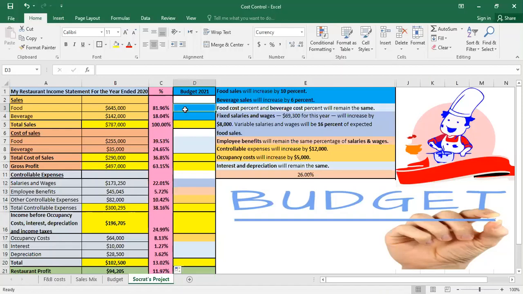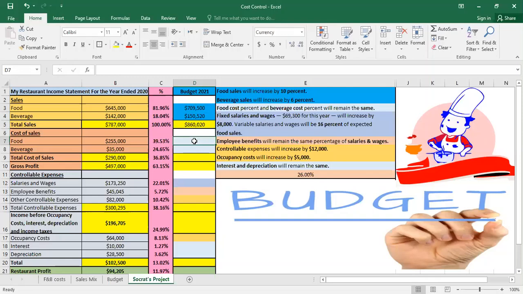Now we move to the budget. To start calculating the budget, we have the assumptions and we have the previous numbers. So based on the manager's forecast, the food sales will increase by 10%. It means we're having the previous year times 1.1, which means an increase of 10%. Then the beverage sales will increase by 6%. So it's the beverage sales that we had previously times 1.06. Okay, it means an increase of 6%. Now the total sales is the food sales plus the beverage sales.